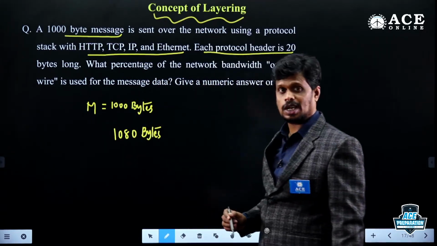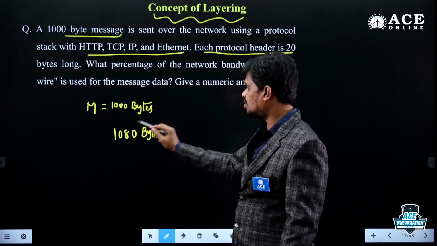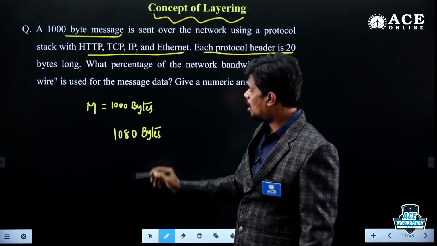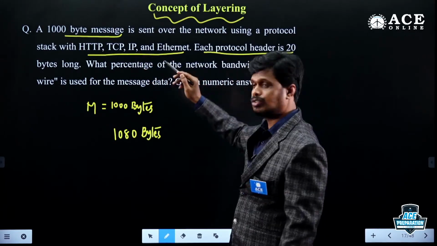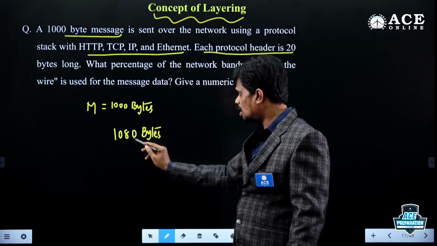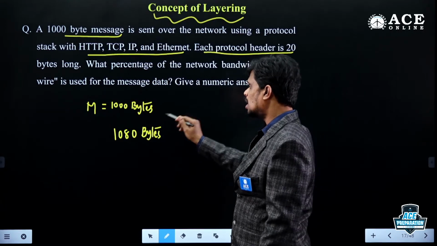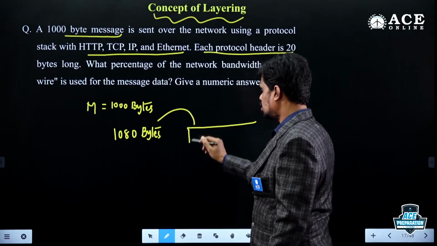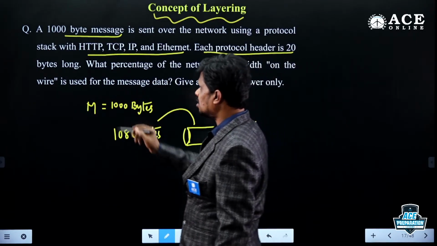1080 bytes of data, 1080 bytes of message, which includes the data portion and the header portion. How many headers? It is 4 headers. Each header length is how much? 20. So 4 into 20, 80, plus this message. Total 1080 bytes of this length is being kept onto the channel. So this is the channel here. Okay, so then what is the question saying?